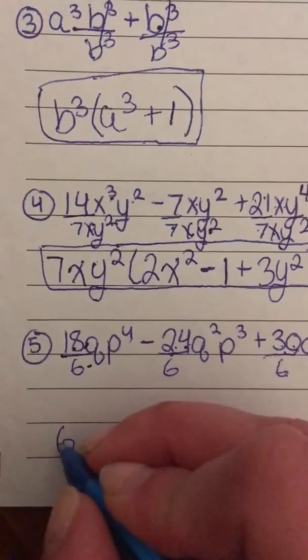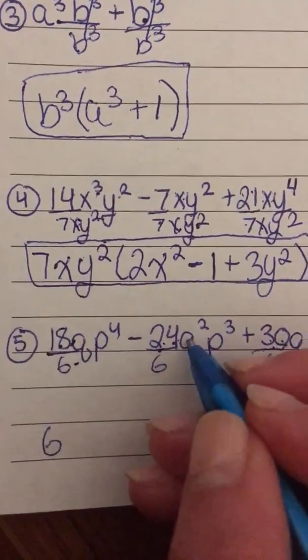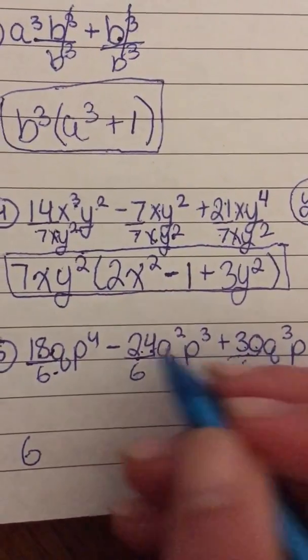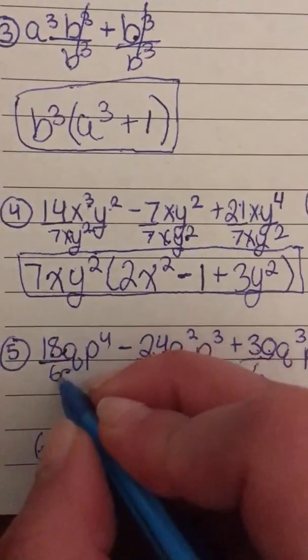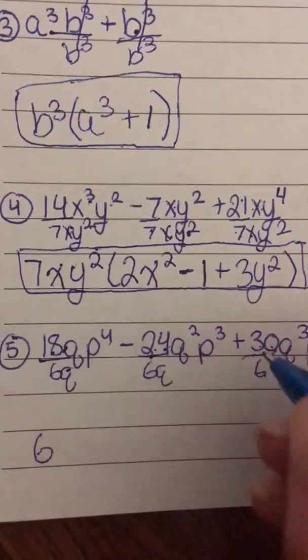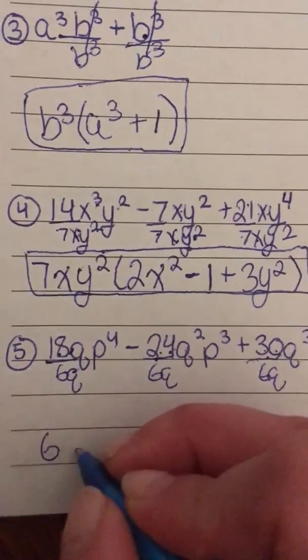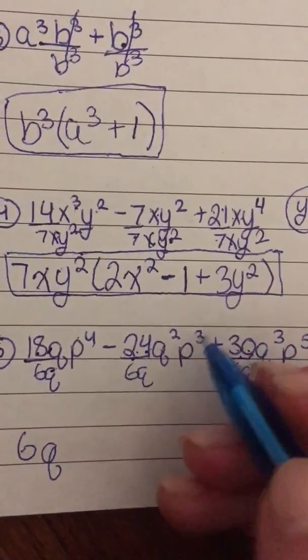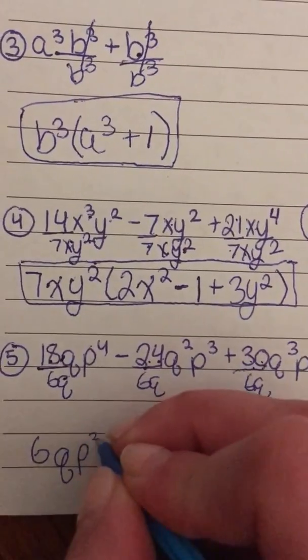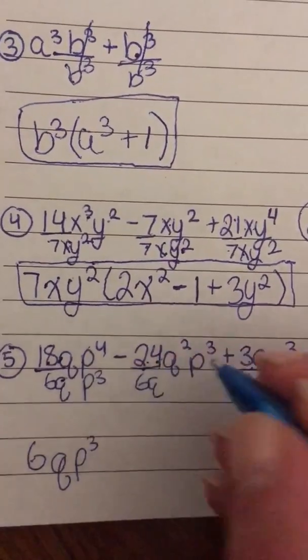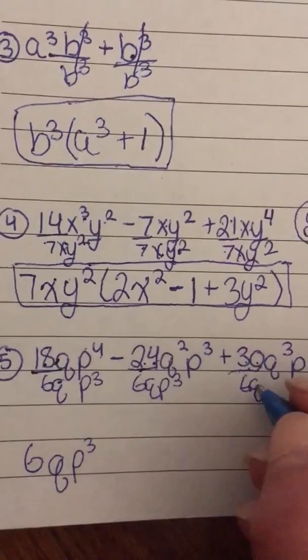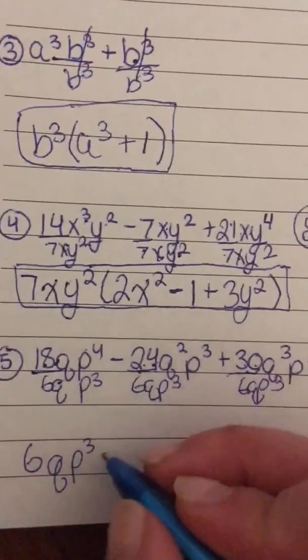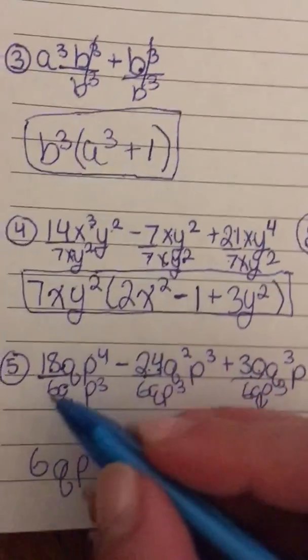Put your 6 on the outside. The lowest exponent for the q's would be just q to the first. So let's put our 6q. And the lowest exponent for the p's is p to the third. So your GCF always goes on the outside. And then just do your division.